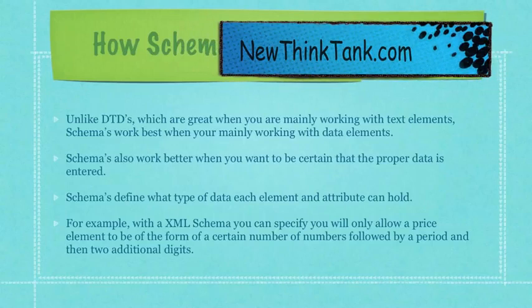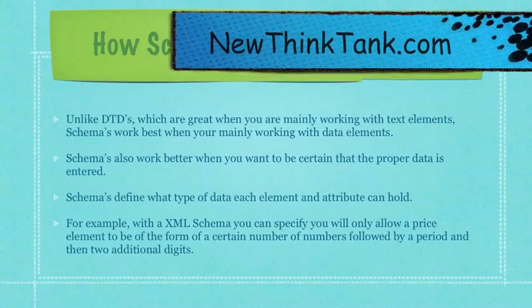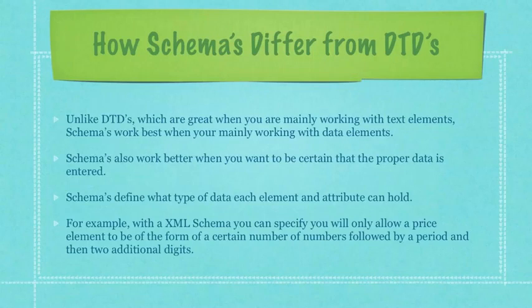Unlike DTDs, which are great when you're mainly working with text elements, schemas work best when you're mainly working with data elements. Schemas also work better when you want to be certain the proper data is entered. Schemas define what type of data each element and attribute can hold. For example, with an XML schema, you can specify you only allow a price element to be of the form of a certain number of numbers followed by a decimal and then 2 additional digits.